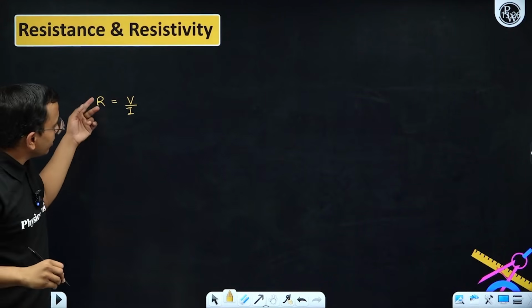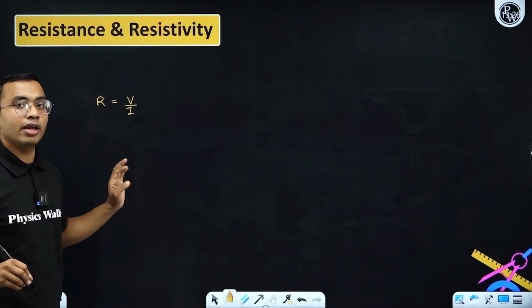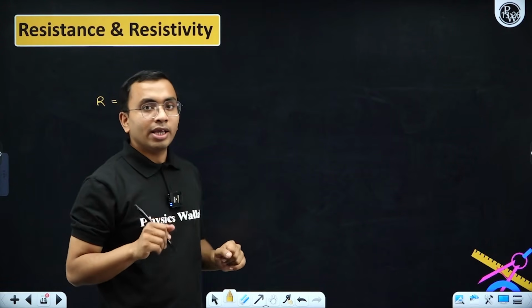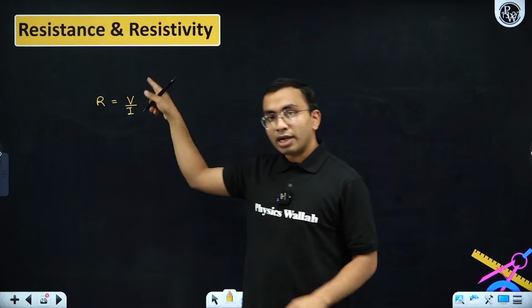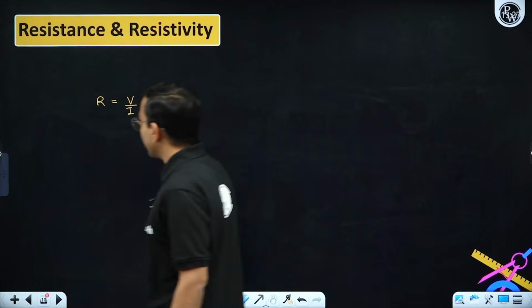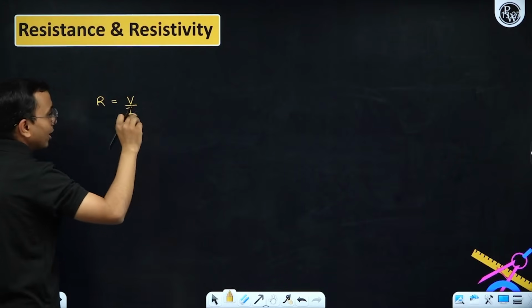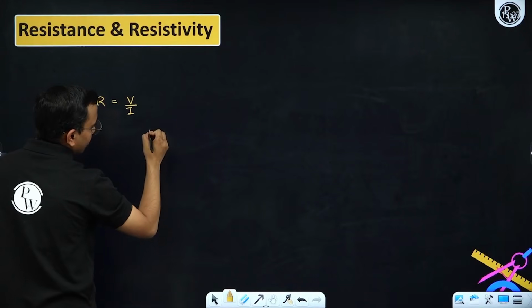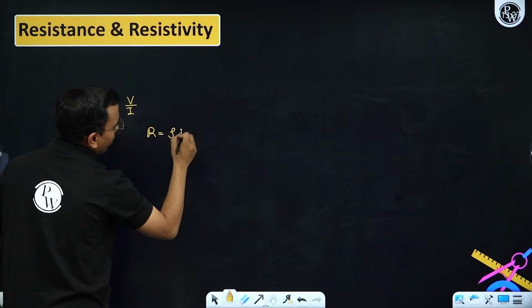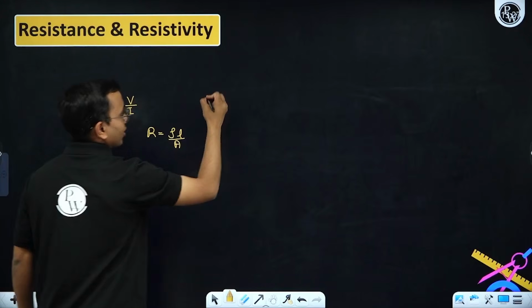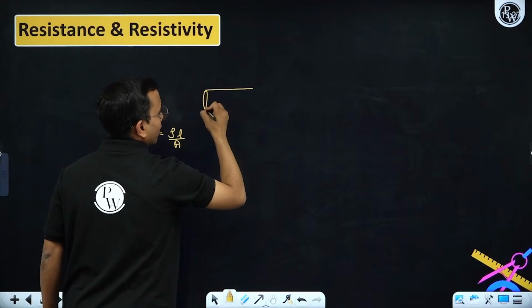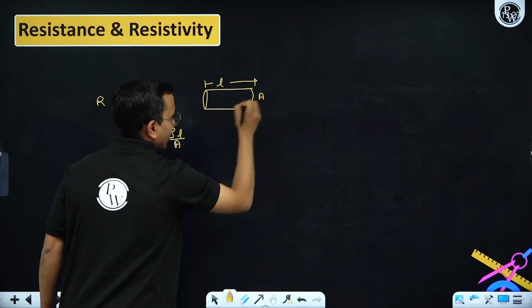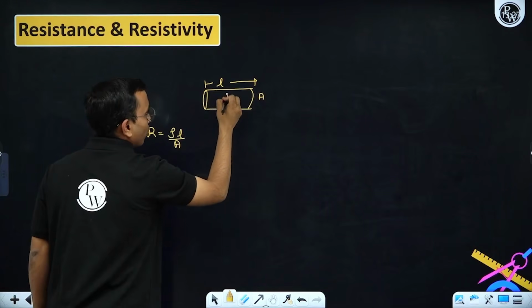But the point is, resistance is independent of V and independent of I. R is not dependent on V and I. It is equal to the ratio of V and I. If V changes, I will change, but R will remain constant. So on which things does R depend? R depends upon the dimensions and the material property. So R is rho L by A, where a conductor has length L, area of cross section A, and the resistivity of this is rho.